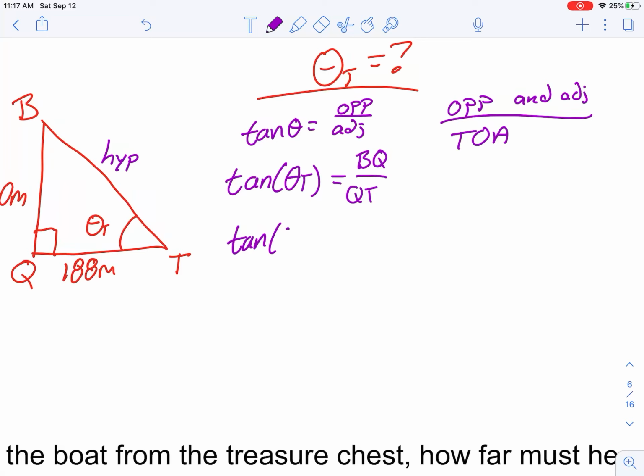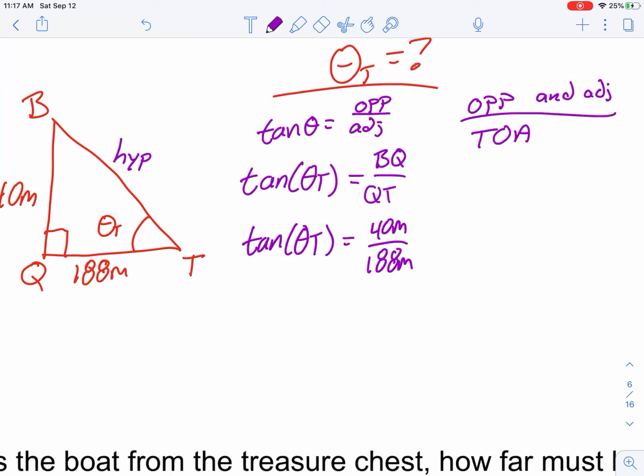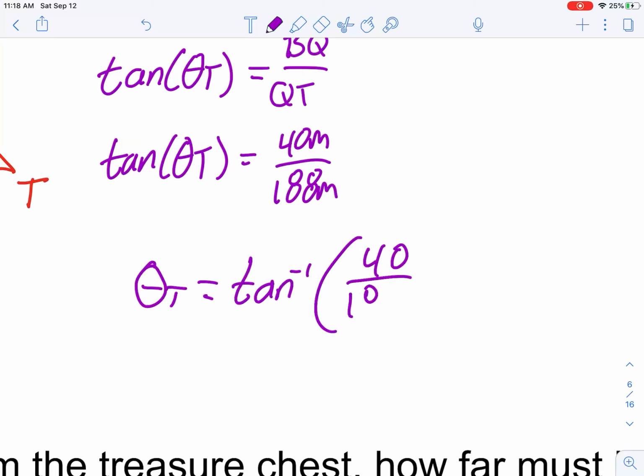Angle T. Okay, so tan angle T equals, well, what's BQ? BQ is 40 meters. What's QT? It's 188 meters. Okay, and now remember, we're solving for angle T. How do I solve for an angle? I must use the inverse of tan.